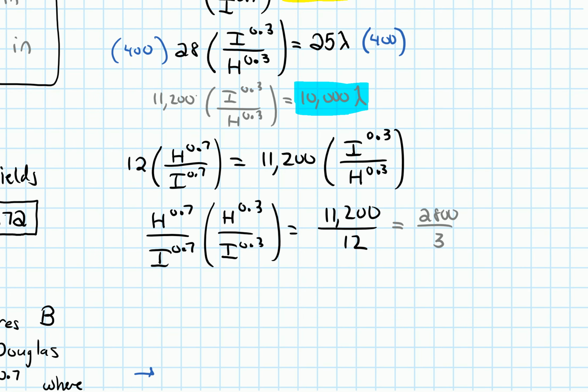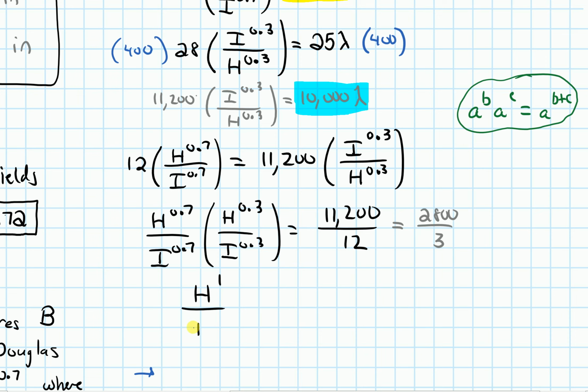Because when you have a number to a power times that same base to a different power, the exponent rule says you add the exponents. So this is a to the b plus c. If we apply that exponent rule here, we would get h to the 0.7 added to 0.3, which is 1. Same thing on the bottom, we'll get I to the 1, and that's really nice. So this equals 2,800 over 3. And rearranging this, if I move the I to the right, we'll get h equals 2,800 over 3 times I.